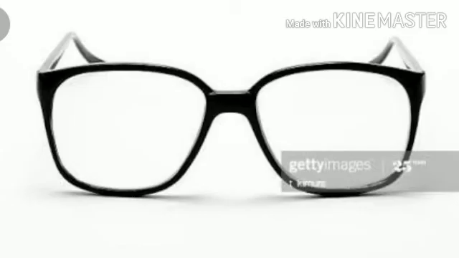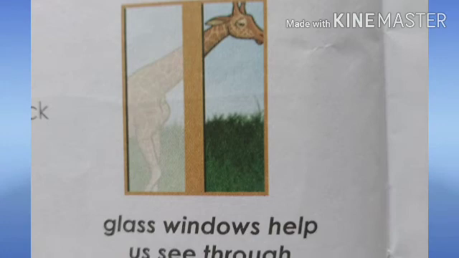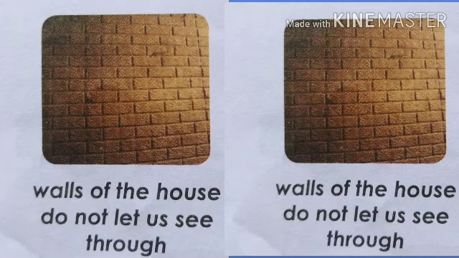Why are you spectacles made of glass? Because we need to see through these objects. Glass does not block light, so we can see through it. Children, what will happen if we use glass panes to make the walls of our houses? Everything in our house will be seen from the outside. So we use wood, bricks and stones to make walls because they do not let light pass through them. Hence, we are unable to see through the walls of our houses.